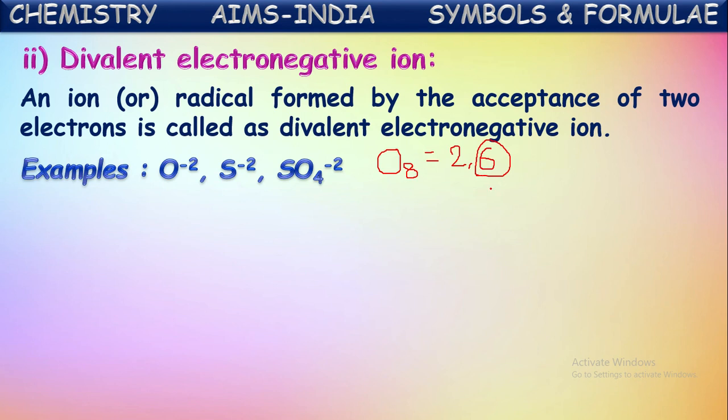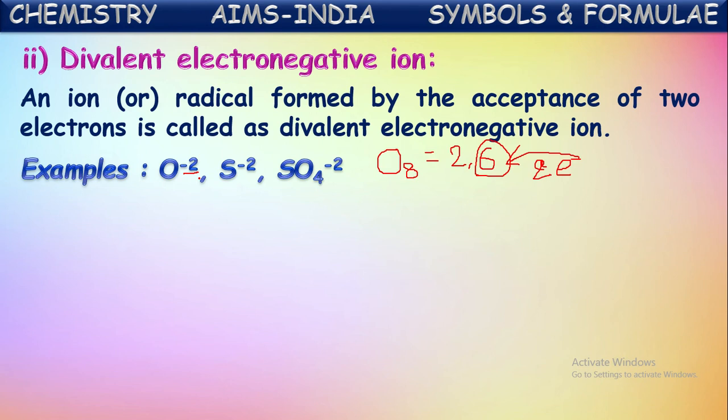So, whenever it gets a chance, immediately it will gain 2 electrons from outside and become stable as the nearest noble gas neon with the configuration 2, 8. So, this is acquiring the stability by gaining 2 electrons. As these 2 electrons have 2 units negative charge, this oxygen will acquire 2 units negative charge. Thus the ion formed by the oxygen by gaining 2 electrons is called a divalent electronegative ion or bivalent electronegative ion, which are also called anions.